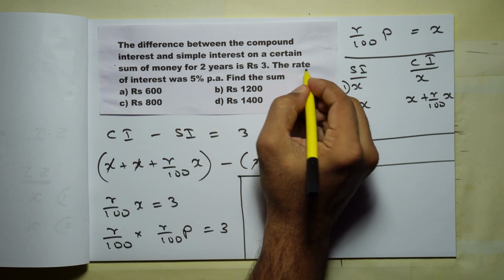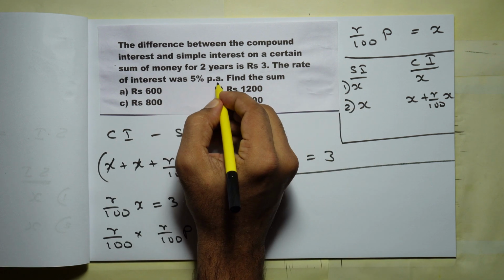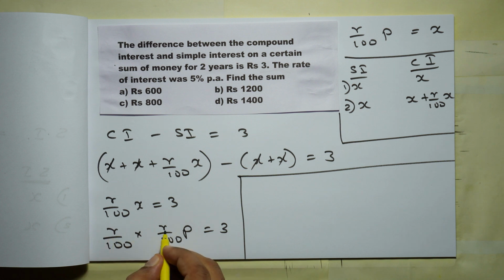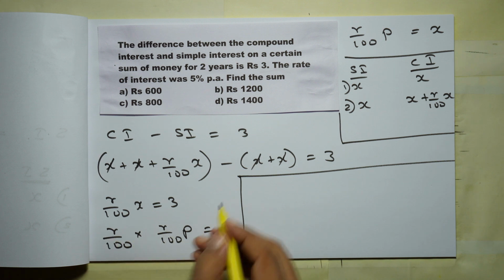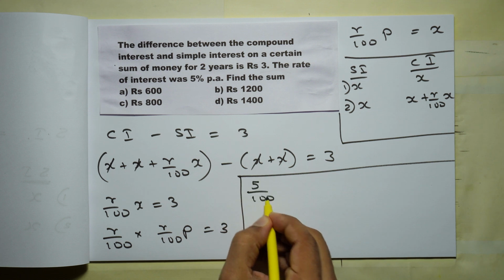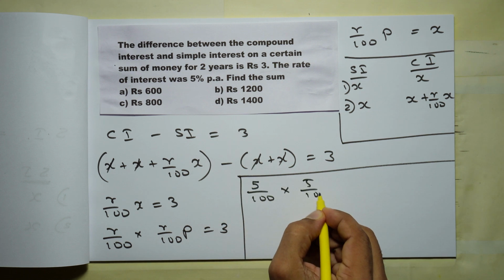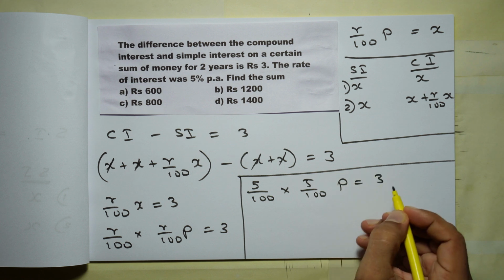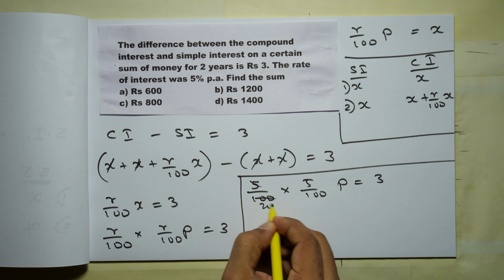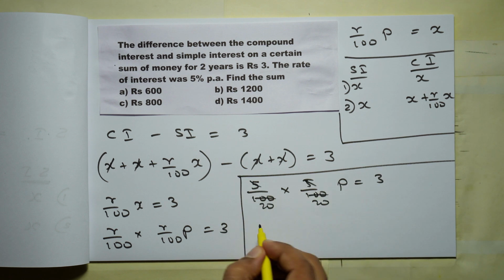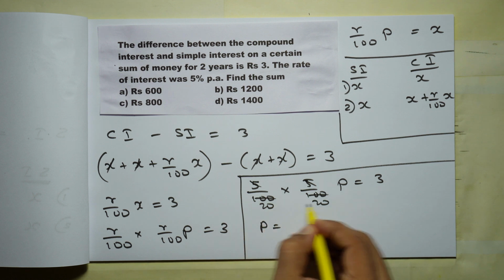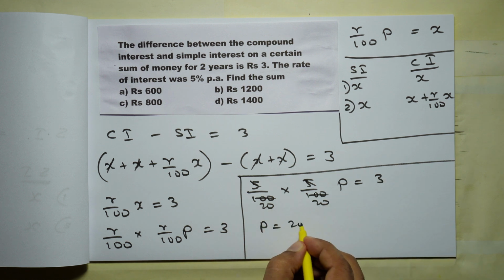Now here it is given the rate of interest was 5% per year. So r is 5% per year, so r is equal to 5. We'll just substitute the value of r here. So 5 by 100 into 5 by 100 of p is equal to 3. 5 divides 20 times. So p you will get as 20 into 20 into 3.